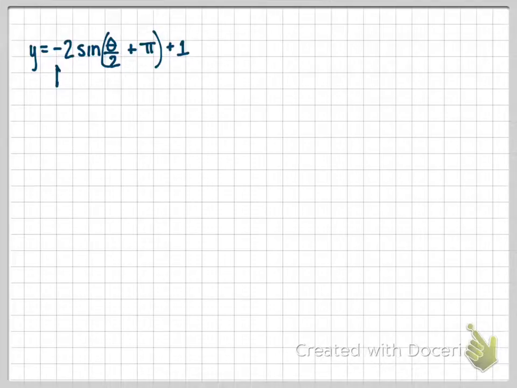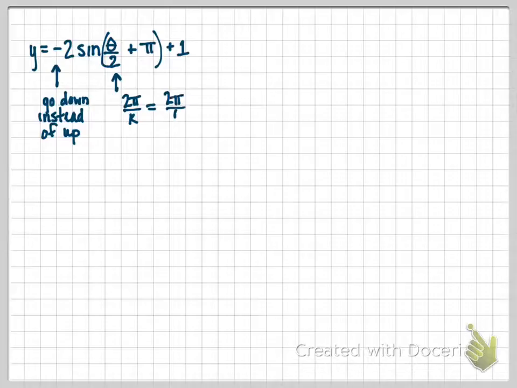We have a negative amplitude. That means that we're going to go down instead of going up. Sine is supposed to go 0, max, 0, min. We're going to go 0, min, 0, max. So go down instead of up. We have a period change here. 2 pi over k is 2 pi over a half, so it is 4 pi. So I have a period of 4 pi.